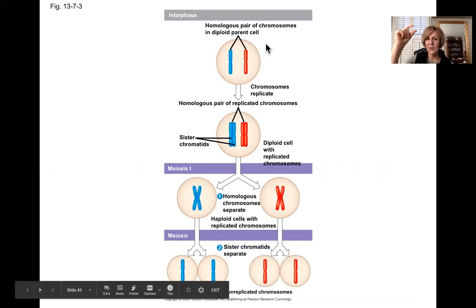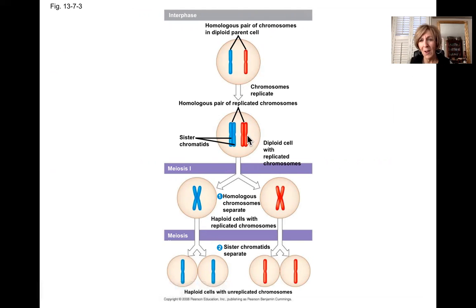So in interphase, right, during interphase, would I be able to see these chromosomes? No. Remember, it's chromatin. But just to show you a cartoon of what it would look like, I would have my chromosomes during interphase duplicate during the S phase of interphase, and now I have identical sister chromatids that are held together by a centromere. So how many chromosomes do I have here? 2. How many chromosomes do I have in this cell? 2. But they've been duplicated.